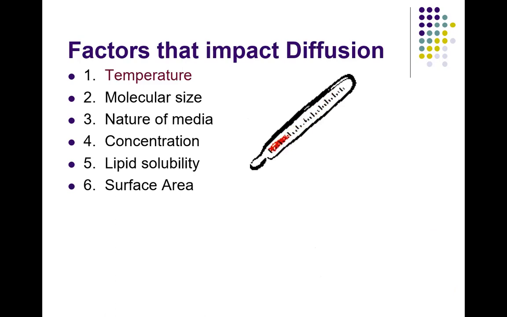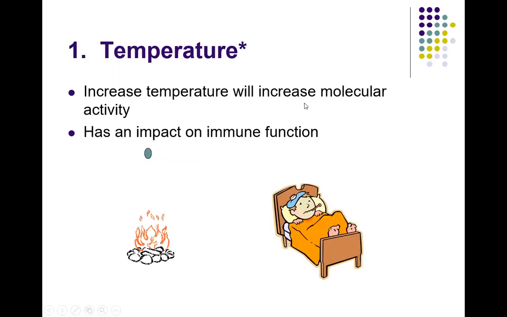So when we look at diffusion, there are going to be some different factors that are going to impact diffusion. Is it going to increase or decrease it based on what happens? So we're going to look at 6 different things that are going to impact diffusion when we look at cells. The first thing we're going to look at is temperature. When you increase the temperature, you're going to increase molecular activity. This has an impact on immune function that we're going to look at.